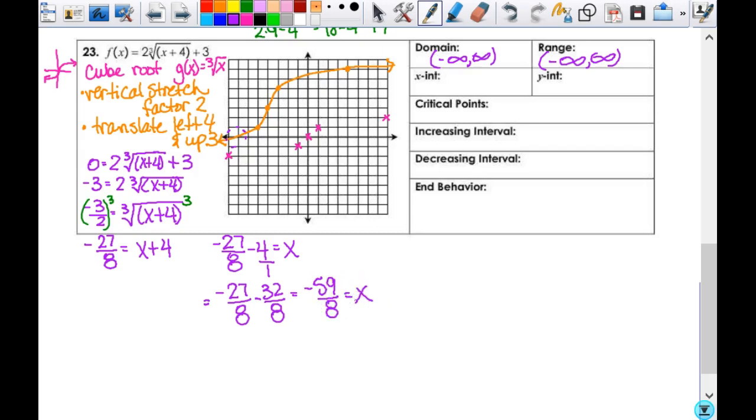Okay, so that does not divide evenly. I'm not changing it into an improper fraction. If I needed to actually find the value on the graph, then yes, I would, but I'm just going to leave it. So I get -59/8, comma 0.